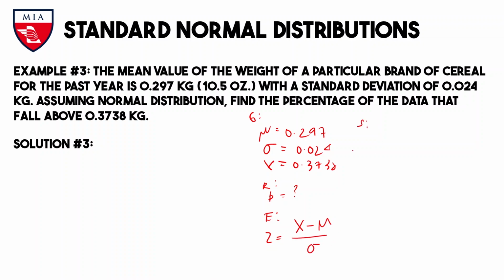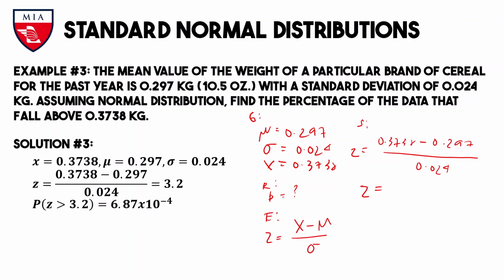So for the solution, we have z is equal to 0.3738 minus 0.297 all over 0.024. So our z is equal to 3.2. Again, if the value of z is greater than the given value, we need to subtract it from 1. So let's solve this.